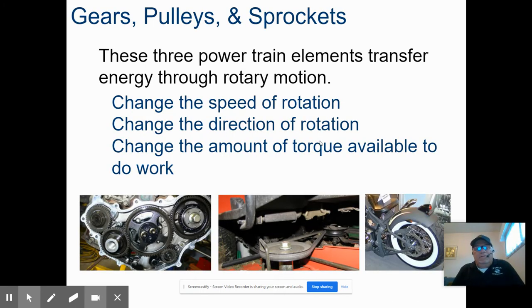So, gears, pulleys, and sprockets, these three powertrain elements transfer energy. They transfer energy through rotary motion. So we have the speed of rotation, they change the direction of rotation, and change the amount of torque available to do the work.